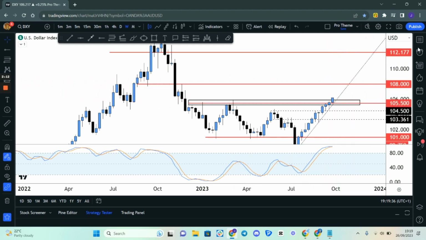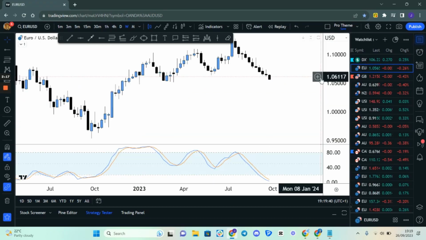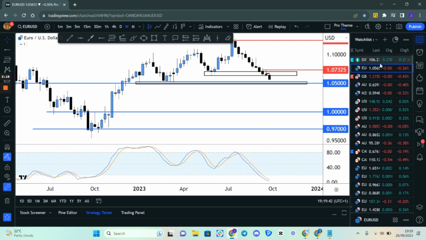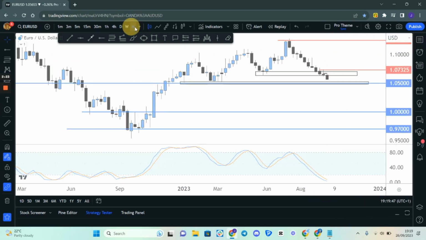Now, if we do see that continue, then obviously euro dollar is one of those that could continue to push to the downside, considering the fact that the dollar index is weighted to the euro US dollar price quite heavily.